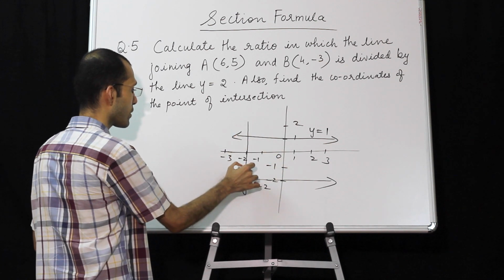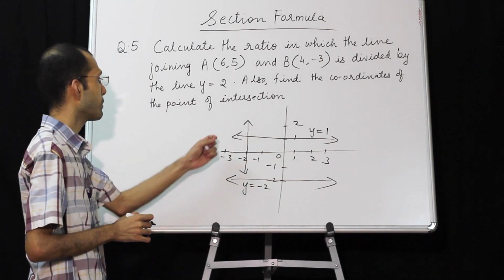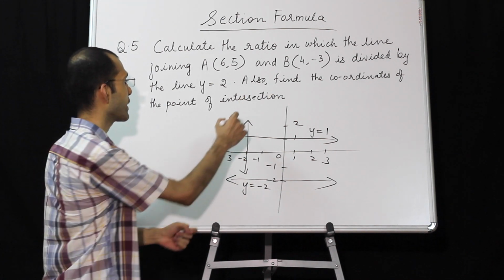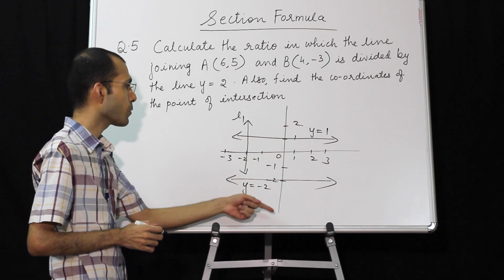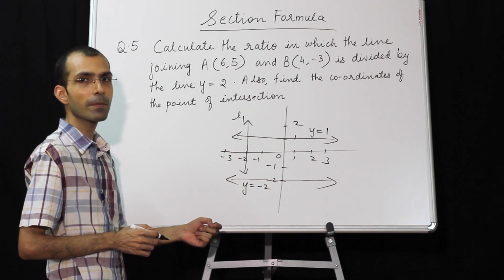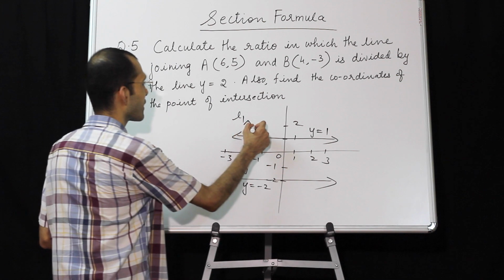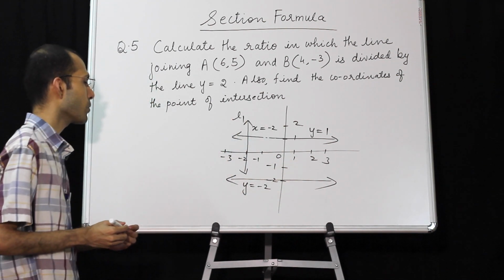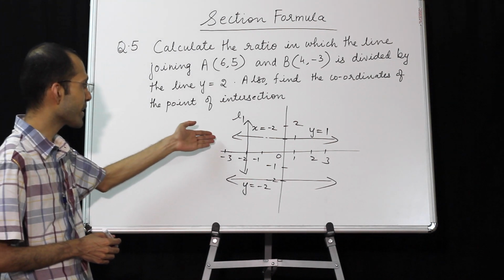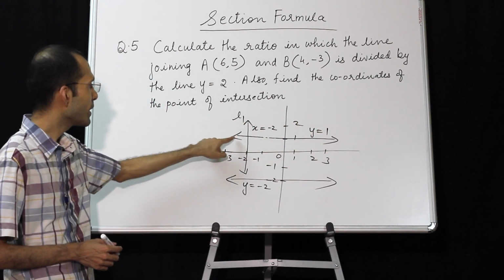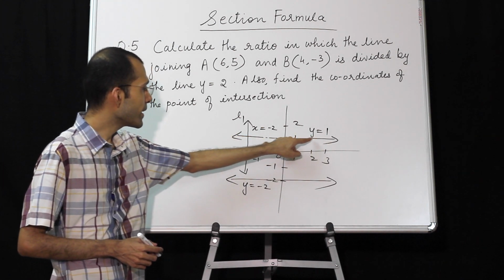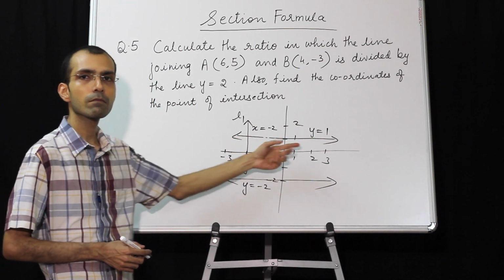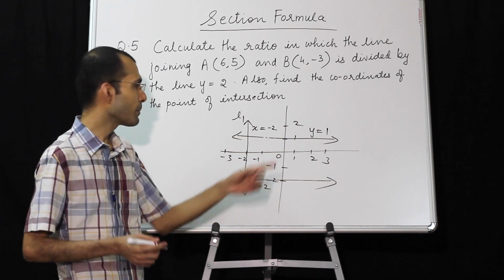Similarly, if I draw a line parallel to y-axis, say L1, then the equation will be x equaling something. So here the equation will be x equaling minus 2. Now, if you observe, let's take the line y equaling 1. Take any point on this line. What would be the x coordinate? We don't know. It can fluctuate, but y is 1.